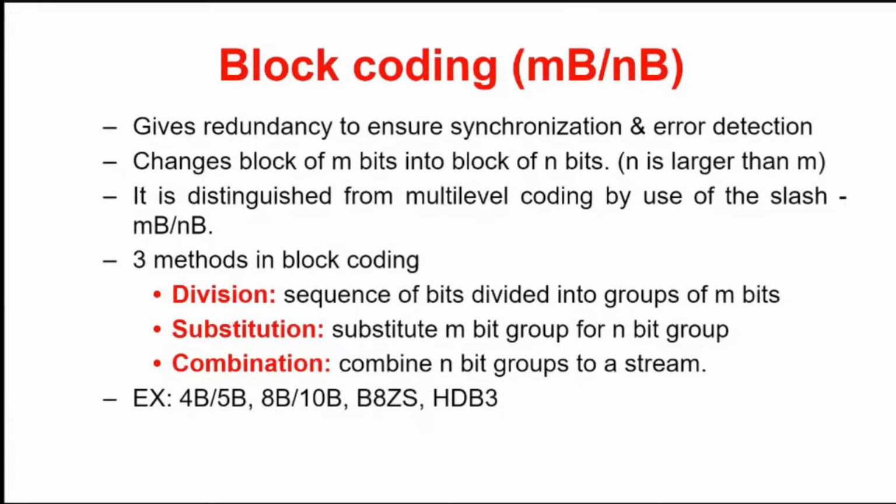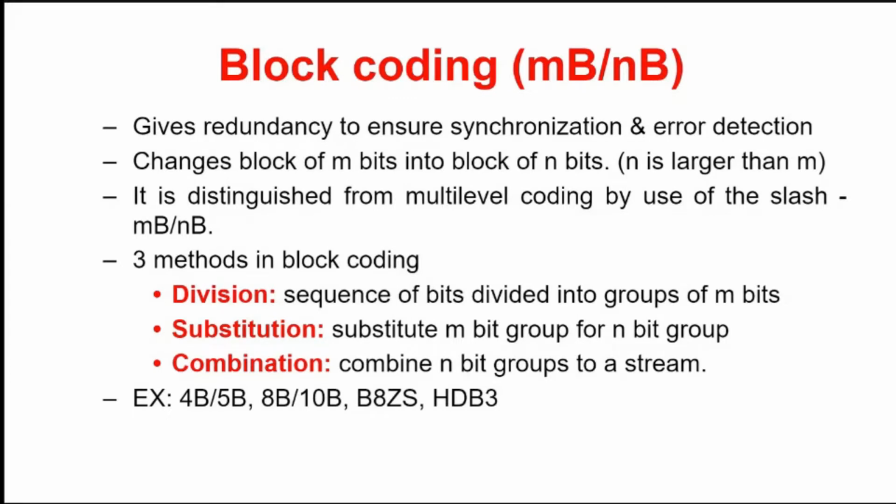So the redundancy means the same data or bit repeated continuously. And the next point: it changes a block of M bits into a block of N bits. Actually N should be larger than M. So in block encoding, I have some block of data and I am going to add another block to encode the corresponding original data. That is called the block coding method: the M bits are turned into a block of N bits.